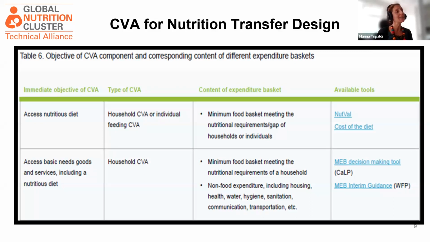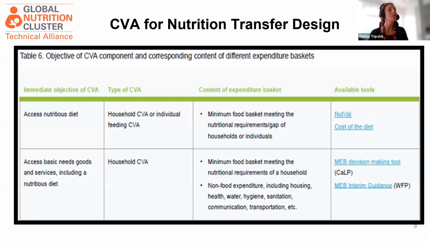So in this case, very often practitioners design the cash or voucher transfer value based on households' needs, but they can also design the transfer value to cover the needs of the individuals, for most of the time for individual feeding assistance. What is the content of the expenditure basket in this case? So how do we calculate this transfer value?